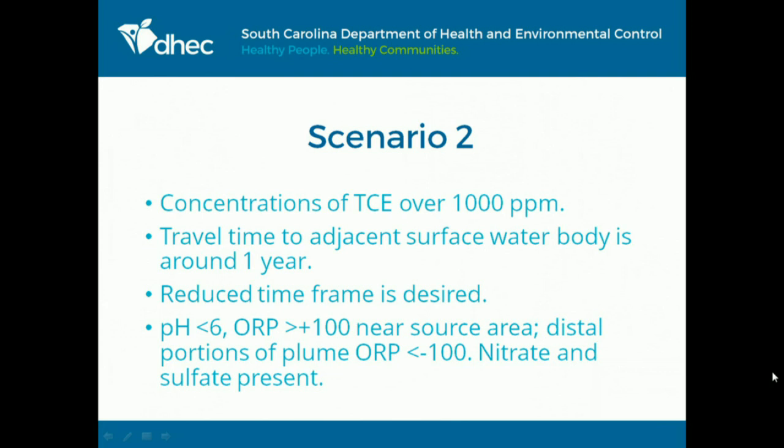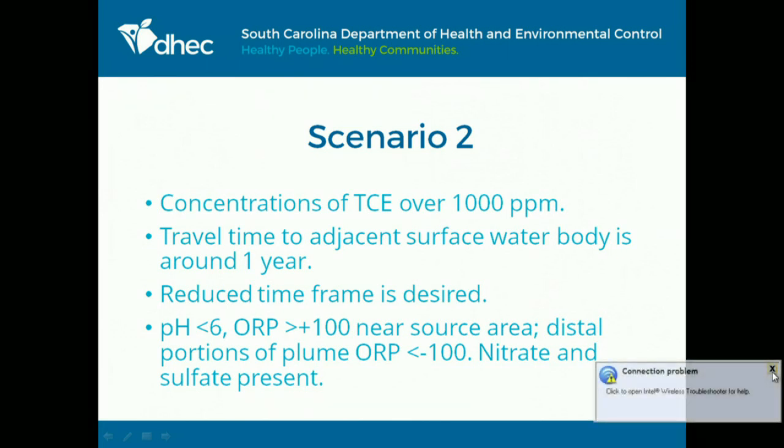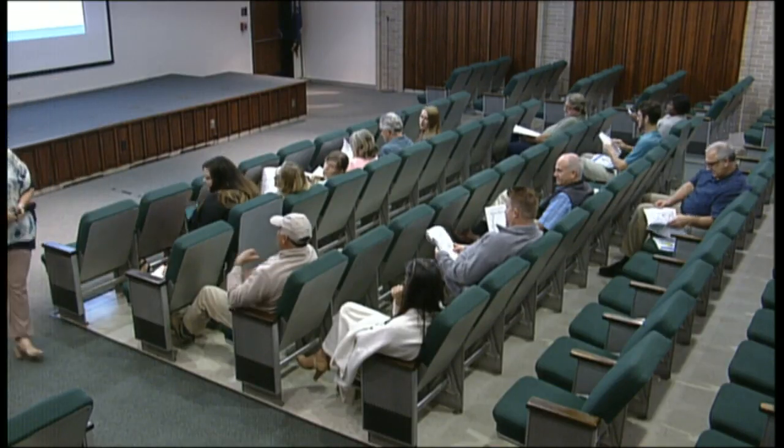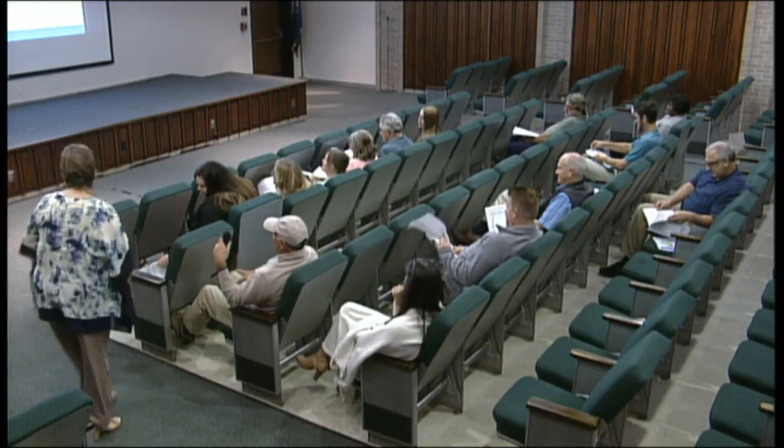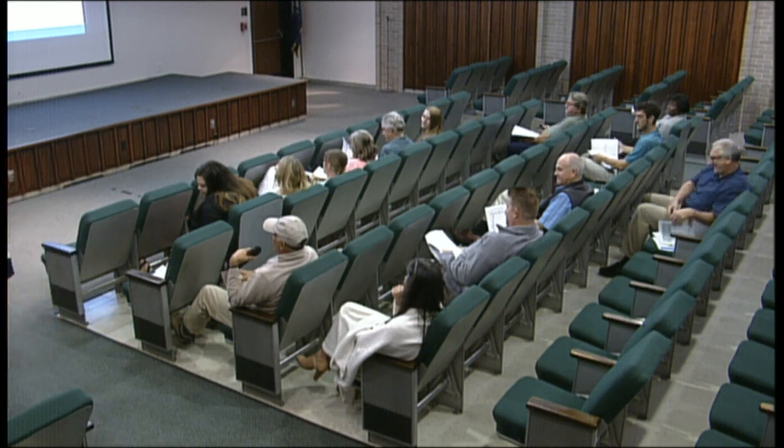Okay, did anybody have an approach for this plume? Tim, do you have an approach? No, this was Tim's side at one time. Oh, wow.